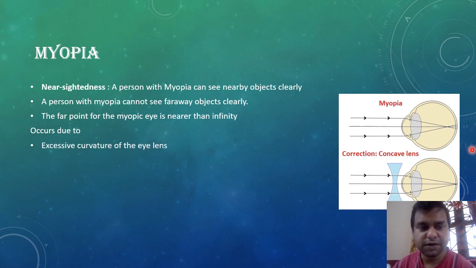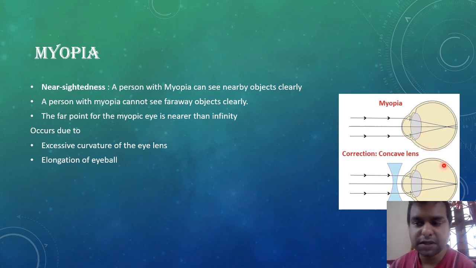Why does it occur? It occurs due to excessive curvature of the eye lens. Have a look at this eye lens, how it should be and how this one is. It is curving extra. Then there is elongation of the eyeball. Here it is not clearly shown, but elongation of the eyeball can happen.